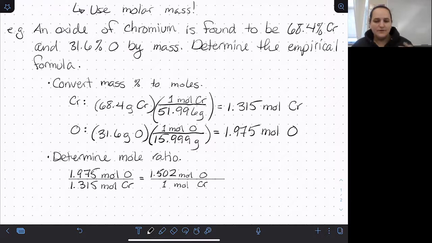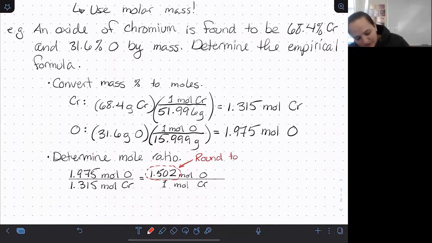This is where determining empirical formulas gets a little bit wishy-washy sometimes, because we're looking to get to integers. Ultimately, we know our subscripts in empirical formulas can only be integers. 1.5 is not an integer, and it's not close to an integer. It is squarely between 1 and 2. So what we want to look for at this point is that we want to round this to an integer if it's close, or some kind of simple fraction that we can multiply things by to make it an integer.